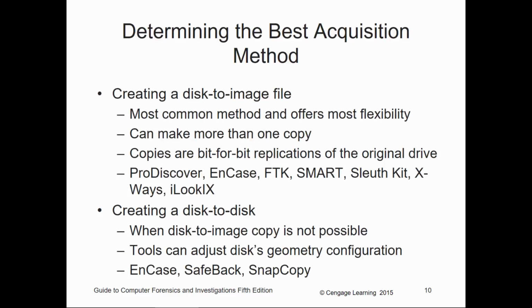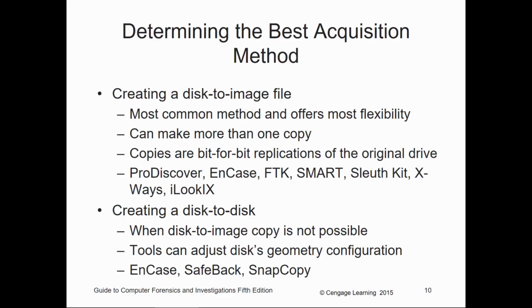So, creating a disk to image file, this is a very common method. It's very flexible. That way, again, you can clone out more than one copy. It's a bit-for-bit replication of the original drive. You're going to notice we've been using things like ProDiscover and the FTK. I've also used EnCase. These are good disk to image tools. That way, we're working with an image file that's a little bit easier to work with.